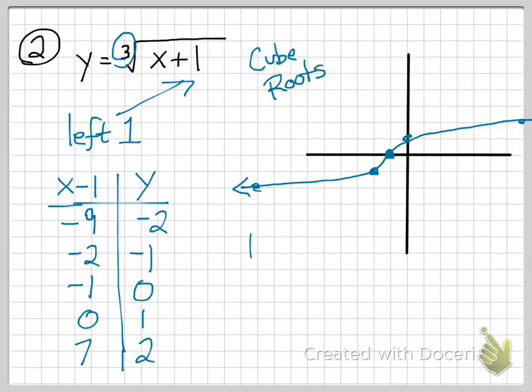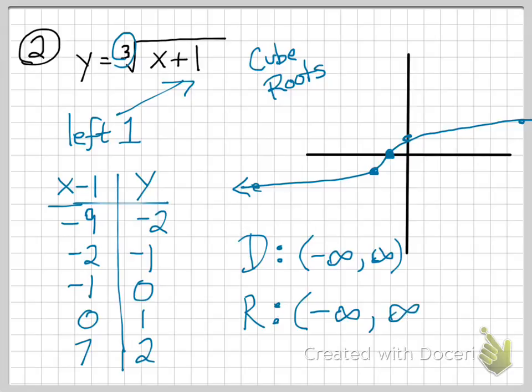Let's look at domain and range. We already talked about it a little bit. It goes from negative infinity to positive infinity for the domain. What about the range? Yes, the range also goes from negative infinity to positive infinity.